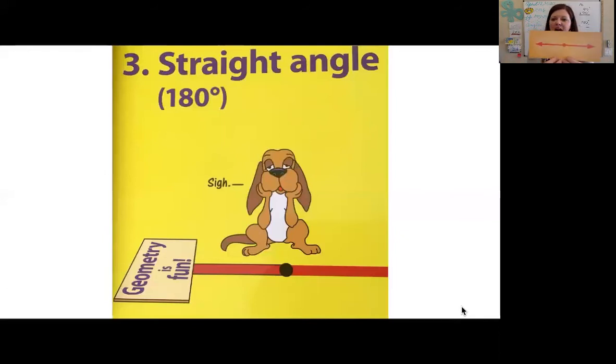If it were a line, it wouldn't have the point. But because it does have a point right here, it's called a straight angle. A straight angle is always 180 degrees.